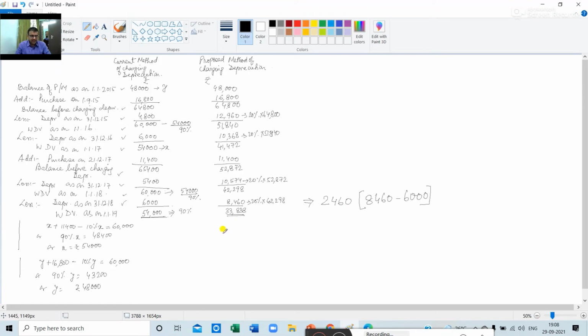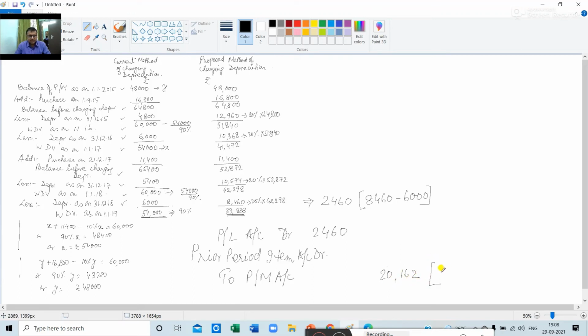So I will show you the journal. Please write the journal entry. Profit and loss account debit, this will be 2,460. Then prior period item account debit. So we will find out this balance to plant and machinery account. So what is the difference? This is basically 20,162. How did I arrive at this figure?